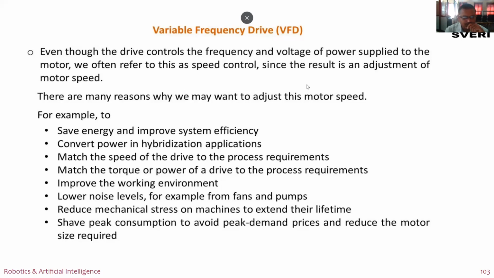variable frequency drive. Variable frequency drive name itself indicates that various ranges of frequencies will be there for this drive. Even though the drive controls the frequency and voltage of power supplied to the motor, we often refer to this as speed control since the result is an adjustment of motor speed. There are many reasons why we may want to adjust the motor speed.